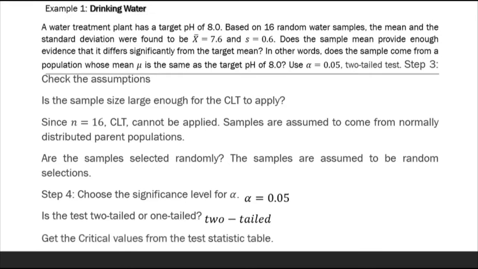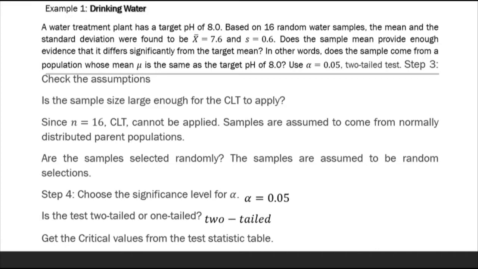Get the critical value from the test statistics. So, sa pagkuha ng critical value, gagamitin natin ang T-table. Ito yung nasa inyong textbook, page 170. Dahil ang ating sample size ay 16, so, pag kinuha natin ang degree of freedom, minus 1 yung sample size. So, magiging 15 na lang. So, we're going to look for the degree of freedom 15.